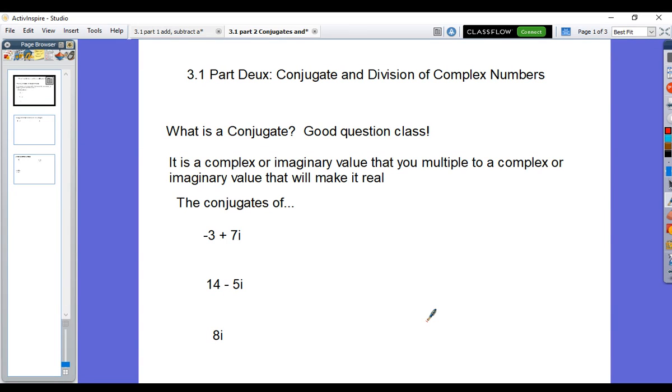Welcome back again, y'all, to the second half of 3.1. So, 3.1 part D. We're looking at conjugates and division of complex numbers.